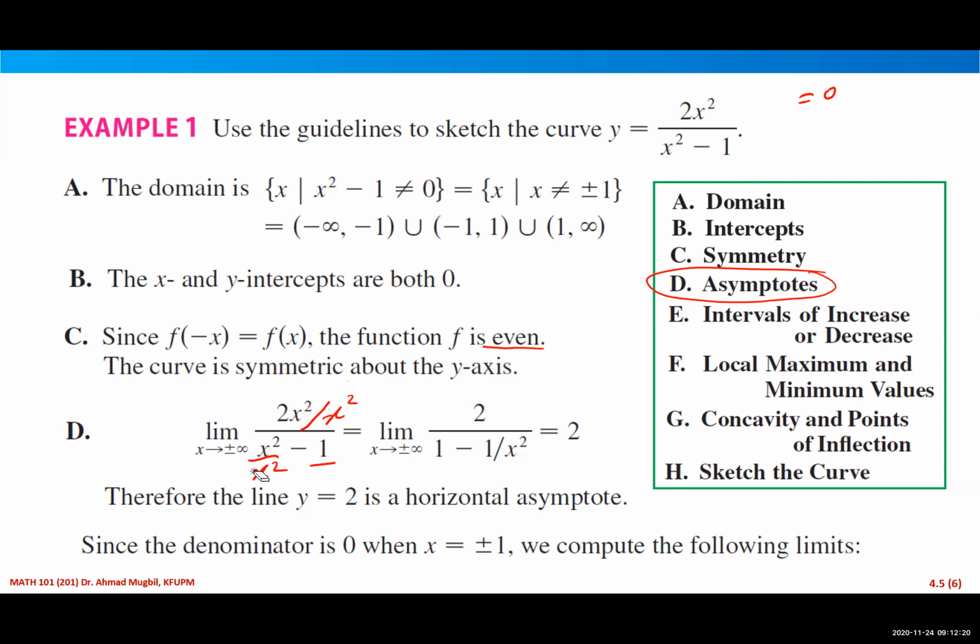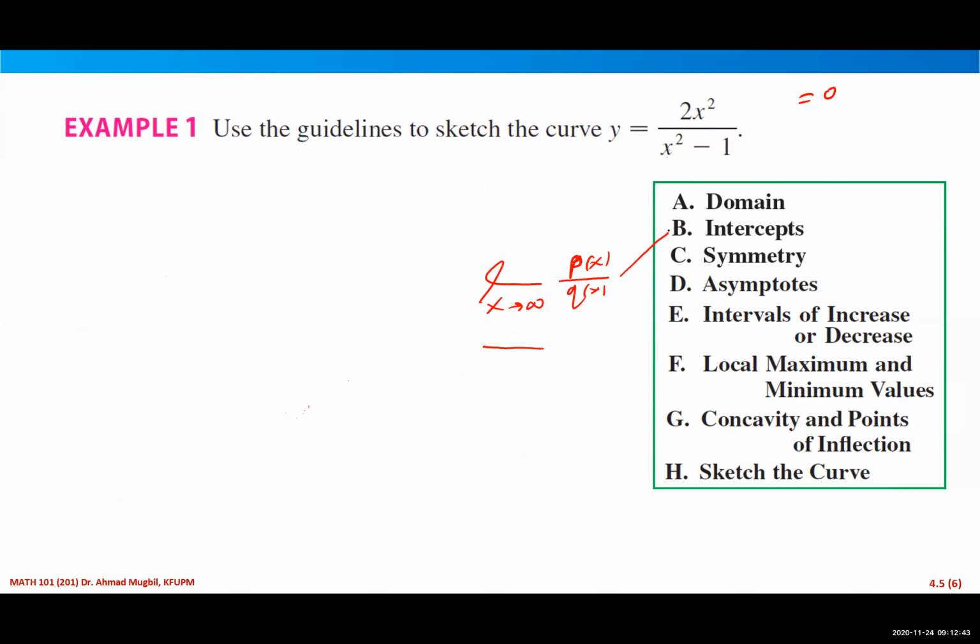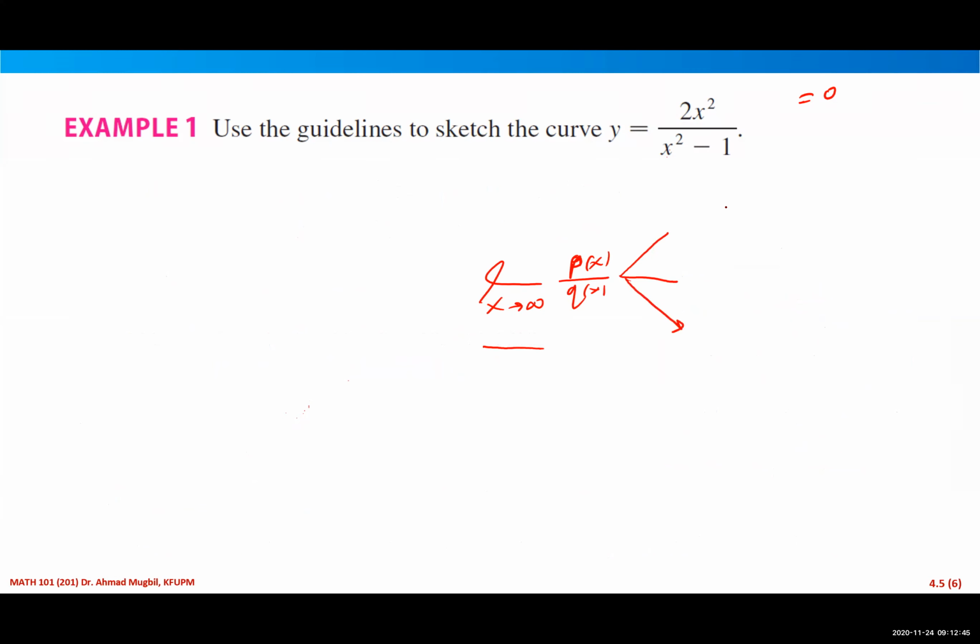Even if you have L'Hopital, by the way, if you want, but there is no need. When you take the limit of a rational function, p(x) over q(x), you have three possible results. It is either the leading coefficient of p over the leading coefficient of q, or 0, or infinity. These are the only three possible cases for a polynomial over a polynomial.